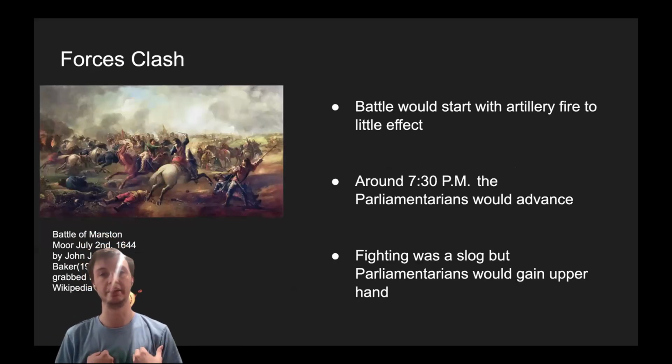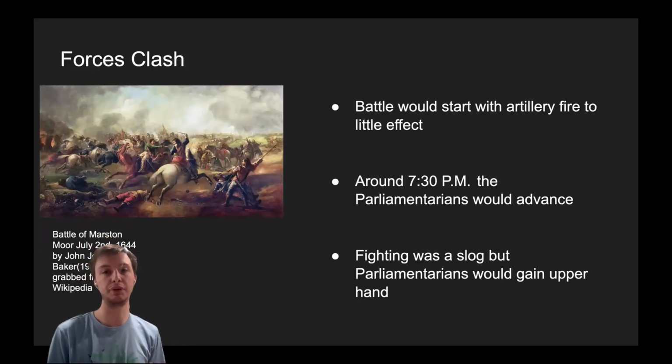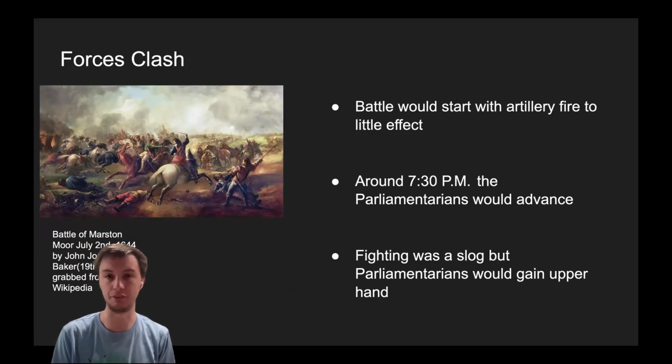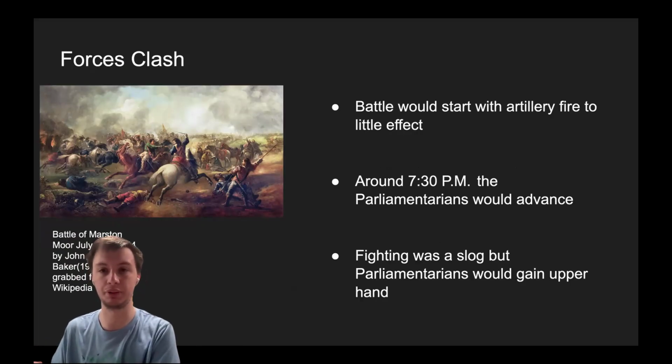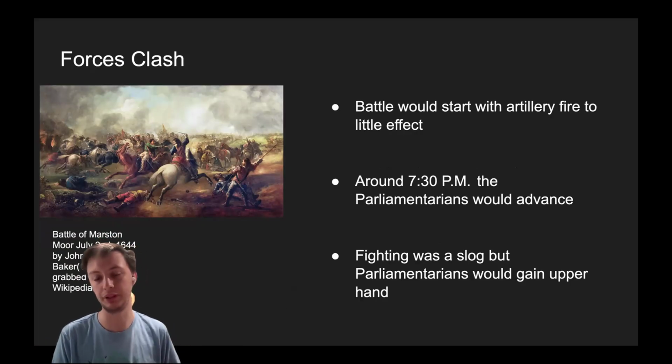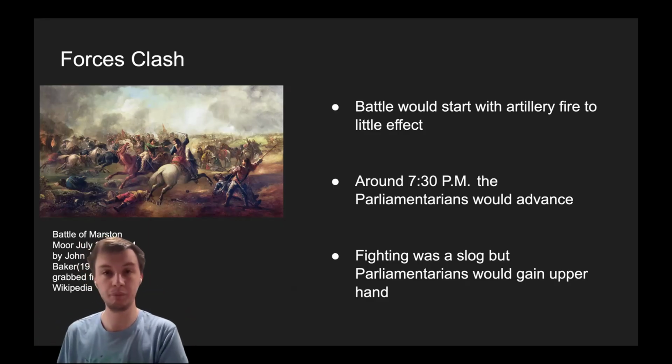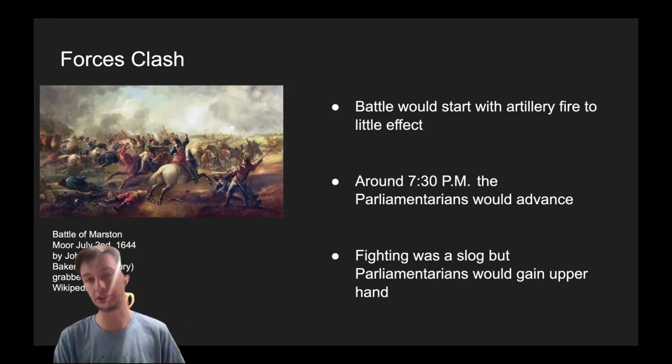Now the forces clashing. The battle would start with artillery fire around 2 p.m., but since cannons weren't as powerful, the use of cannons wouldn't become popular just yet. They were still powerful, but they didn't have much effect in this battle. And since it was also raining, the lack of advancement by either side and the conditions made Prince Rupert go, I don't think there's going to be a battle today. I think it's going to happen tomorrow morning. Let me head back to my camp, my tent, and start planning, get some rest.